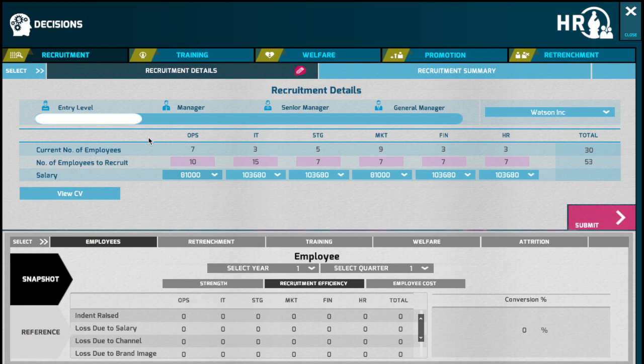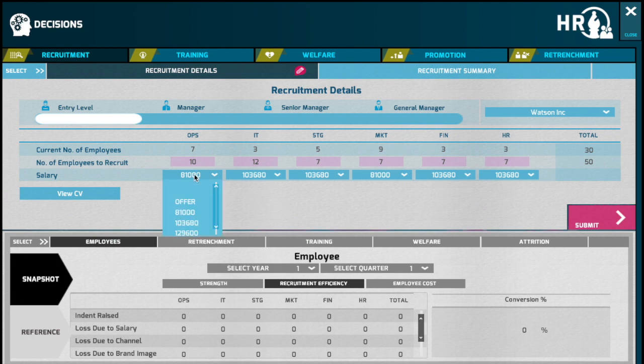For example, you might want to recruit entry-level employees across all the departments or for certain departments as the case may be. Having chosen the department and the designation that you would like to recruit, you would now need to enter the number of employees that you would like to recruit. This is from the plan that you have made or the request that you receive from other departments.